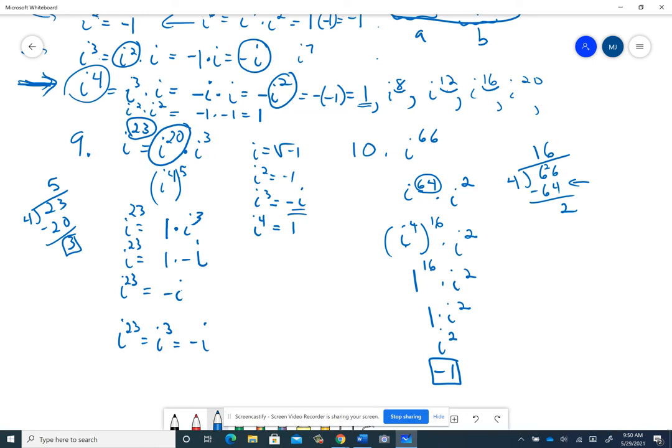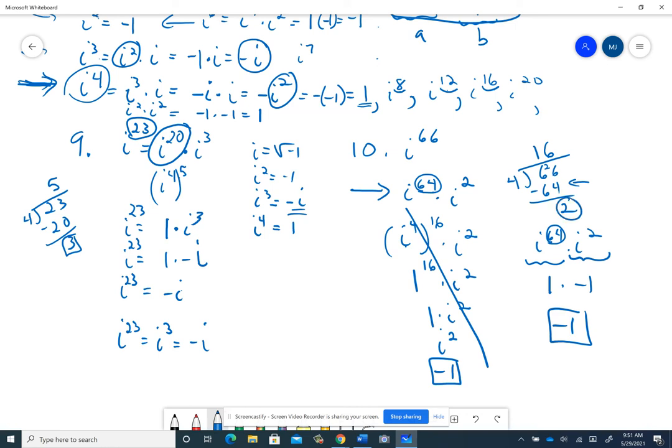Now, I usually do just this right here. I think of it like this. And then because the 64 is a multiple of 4, this part is 1. And then i squared is -1. And so that's my answer. Okay. Basically, you can look at the remainder when you do that division. That tells you what this is equal to. So we really know i to the 66 is going to equal i to the 2nd, and i to the 2nd is -1, and you're done.